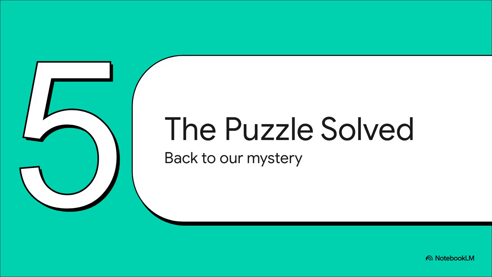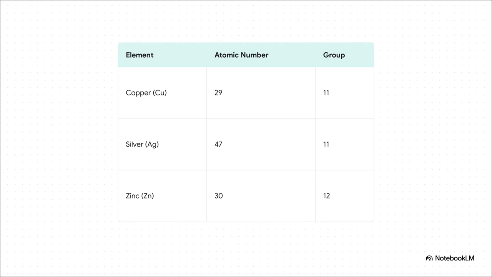Okay, we've got all the tools we need now. Let's bring this all the way back around and finally solve our original mystery about copper and silver. And here it is, the big reveal. Look at where they are on the table. Copper and silver, even though they have totally different atomic numbers, are both in group 11. That's it. That's why they act so alike. They're in the same chemical family. Meanwhile, zinc, which is right next door with atomic number 30, is in a different family, group 12. Its location on the map tells us it's going to have different properties, and it absolutely does.